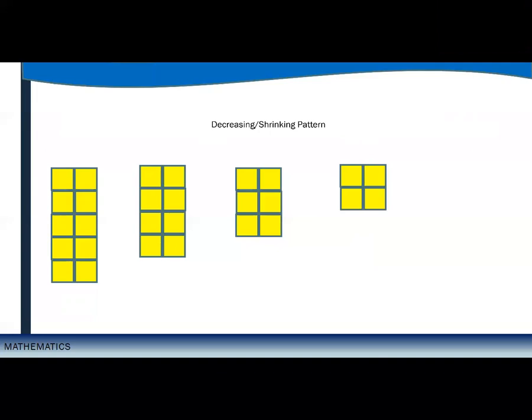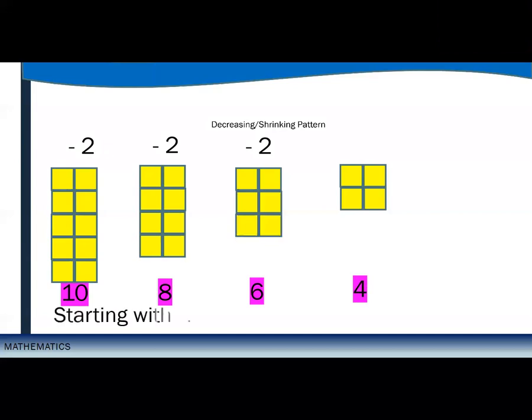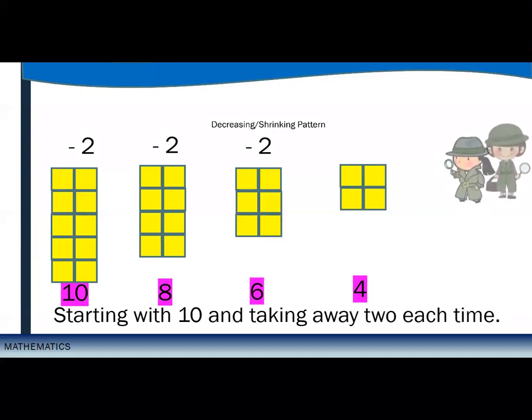Now, boys and girls, remember, a pattern has a rule. Do you know the rule of this pattern? Awesome. If you said it starts at 10 and decreases by 2, that's awesome, boys and girls. Indeed, you are becoming super pattern detectives. And there we have it, starting with 10 and taking away 2 each time.